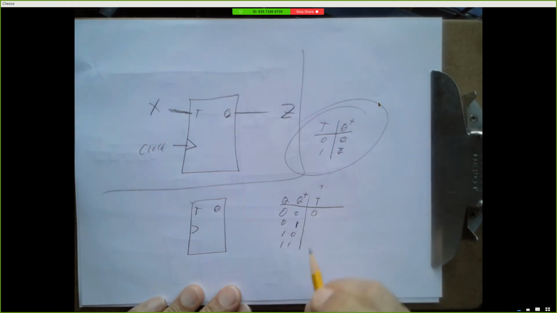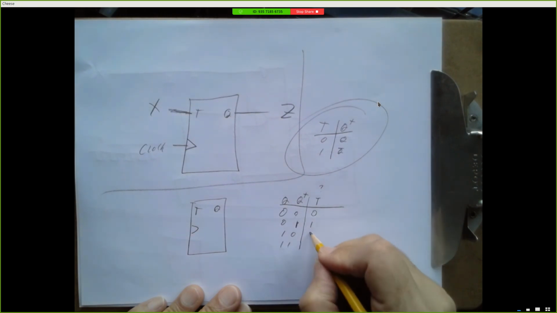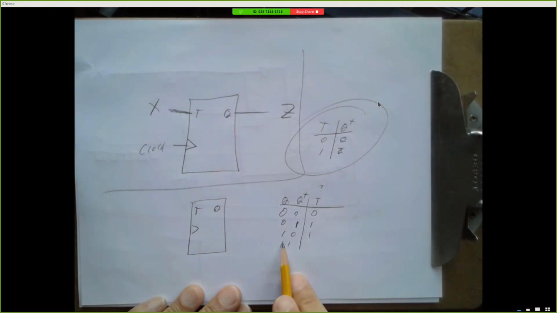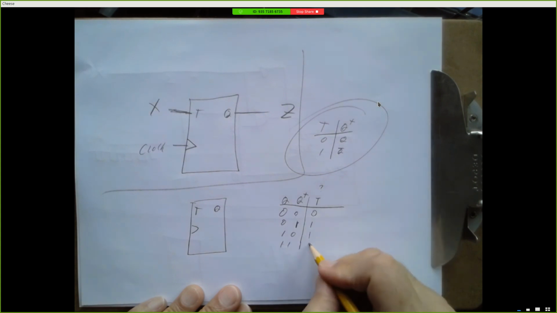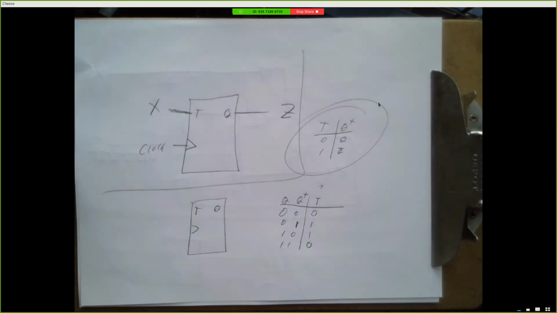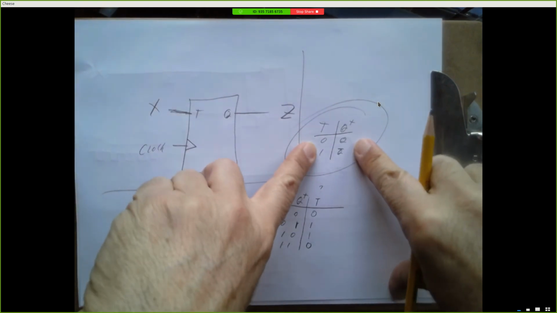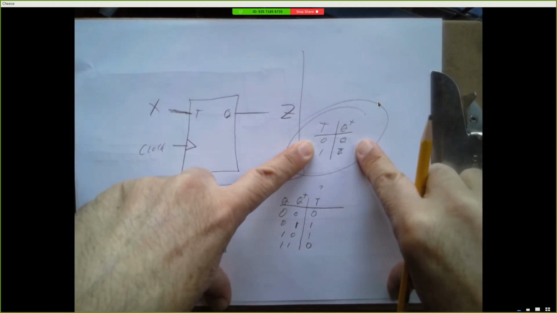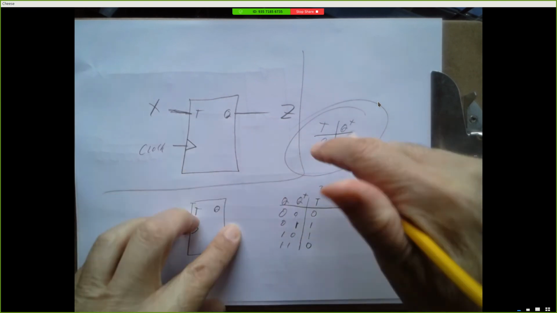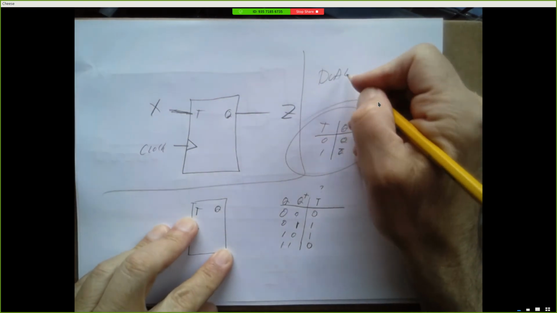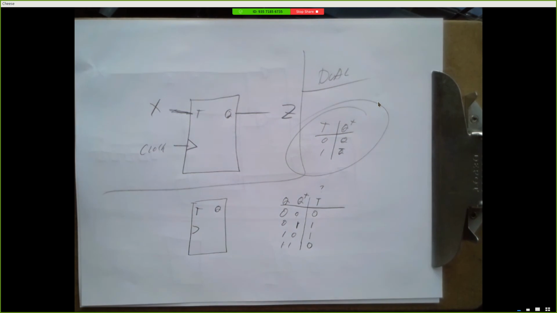Set your toggle input to 0. Suppose the value is 0 and I want it to become a 1. Set your T input to 1. If it's a 1 and I want it to become a 0, set your T input to 1. And if it's a 1 and I want it to stay a 1, set my T input to 0. Okay? This looks very different from this, but it captures the same information. It's another one of these things we could call a dual. Okay? It's a different way of looking at this information.